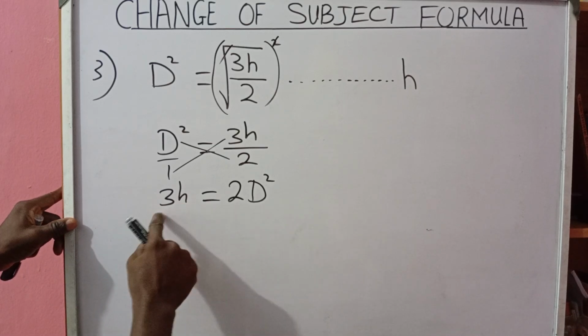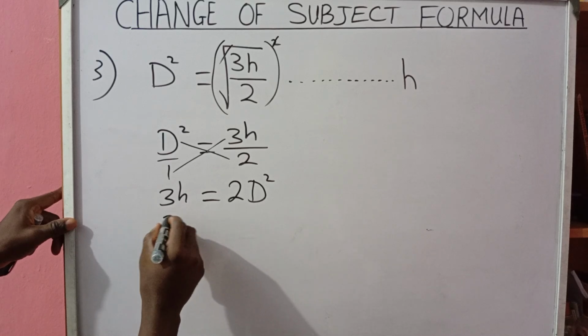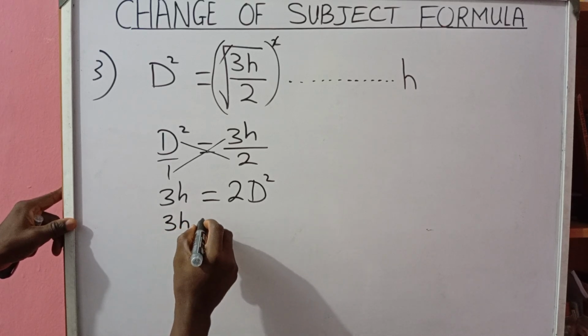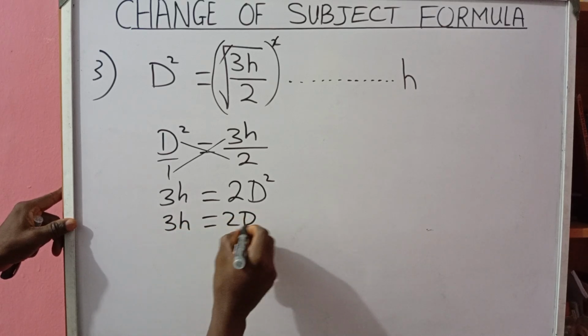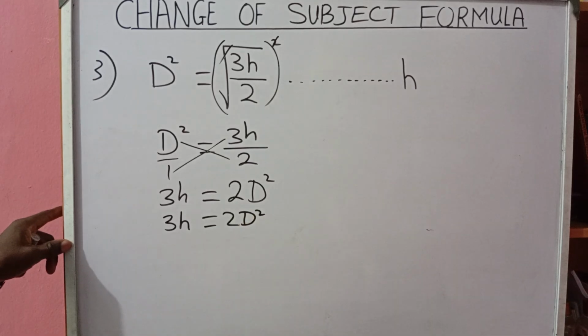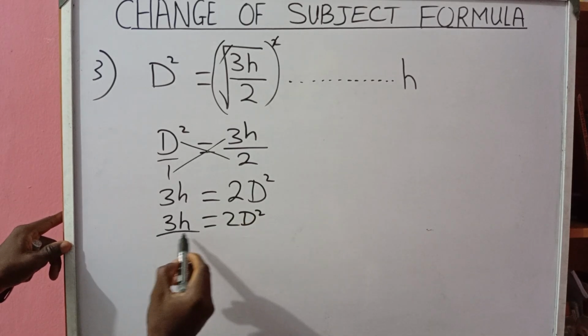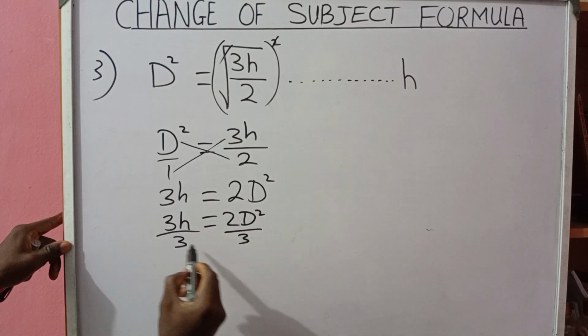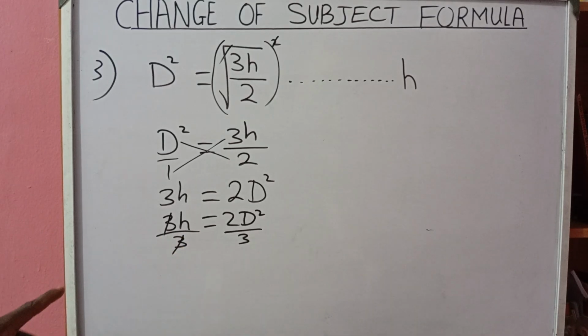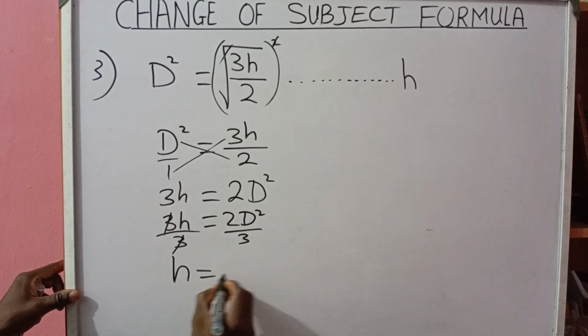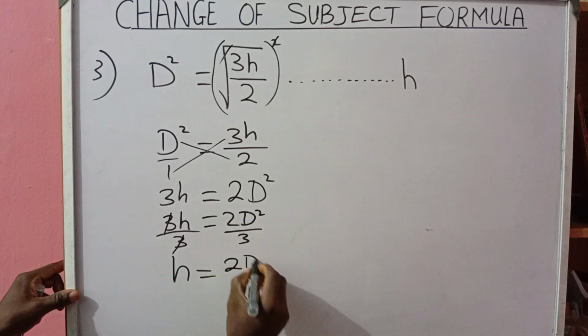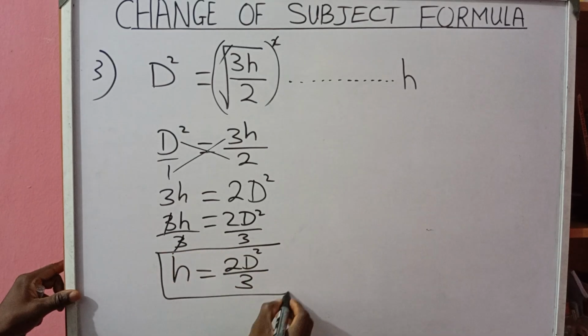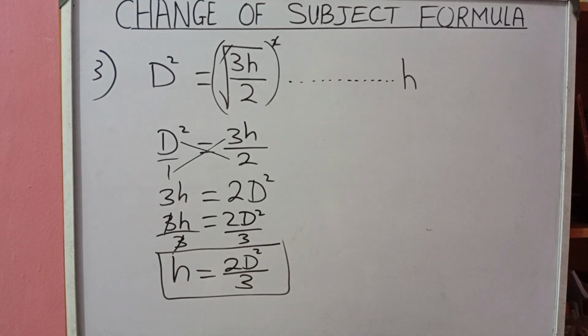We are to divide both sides by the coefficient of h. Of course, the coefficient of h in this particular instance is what? 3. So we divide both sides by 3. Then here, 3 is cancelled out. Therefore, our h is now equal to 2d squared all over 3. That becomes the answer to this particular one. I hope this is quite clear.